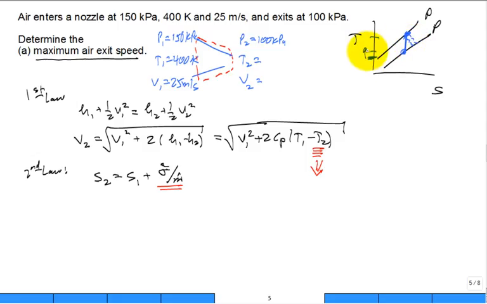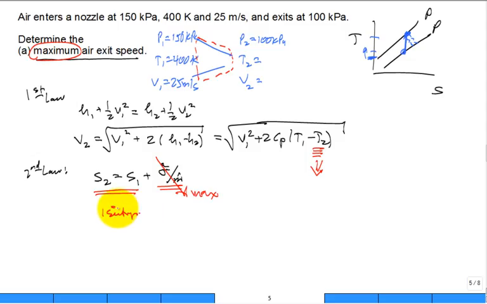So if I want to calculate the maximum airspeed, when you see the maximum, you think, oh, I need to use the second law. I have to have no irreversibilities. So we have that S2 is equal to S1 for the maximum. Well, if S2 is equal to S1, it's isentropic.